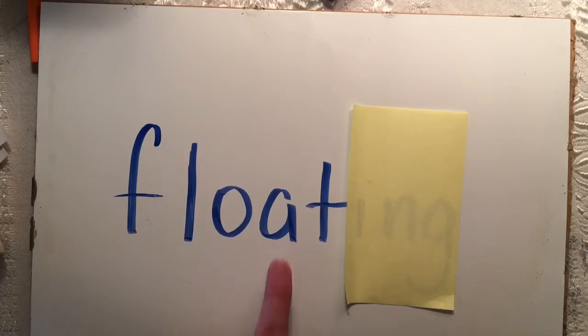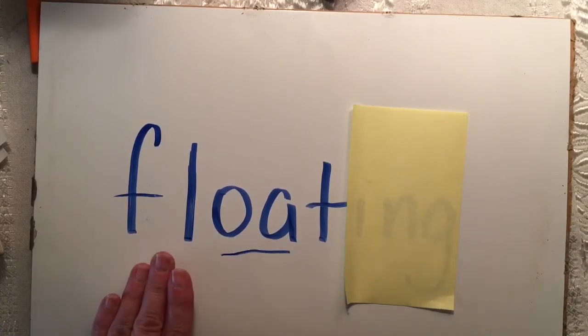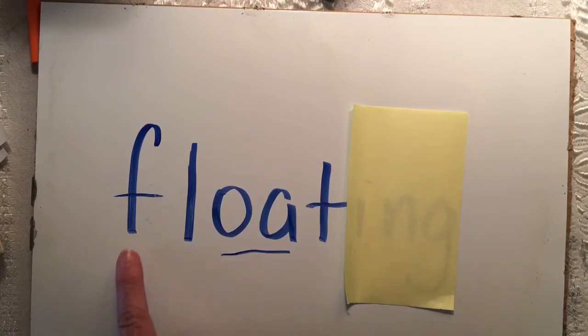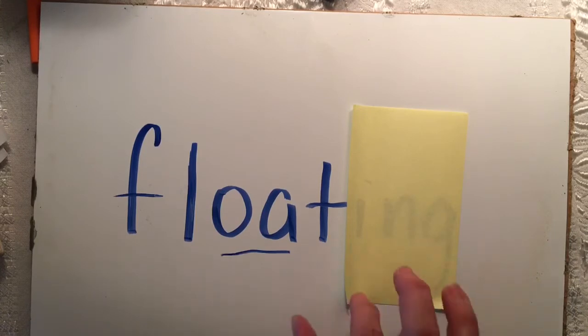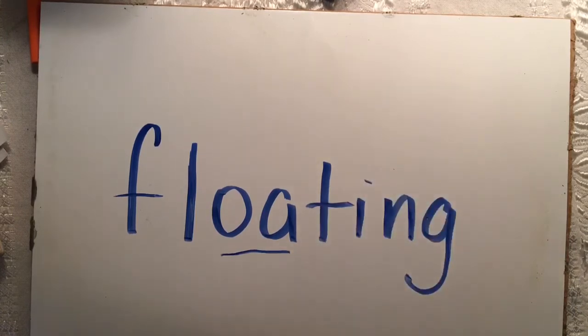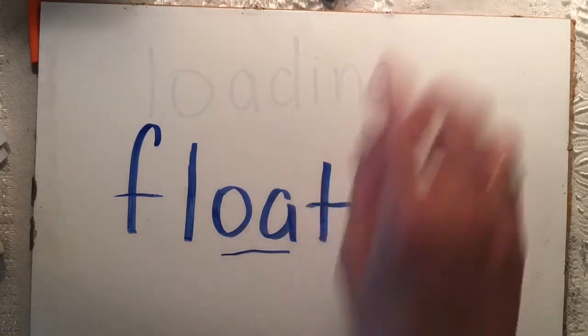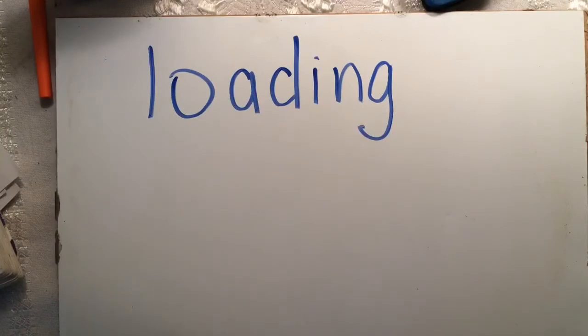Then we'll continue to look at our word. We know the OA vowel pattern makes the O sound. We have our FL at the beginning, which makes the fl sound, T. Let's blend that together. Float, float. Now we can add our ing to it. Floating, floating.